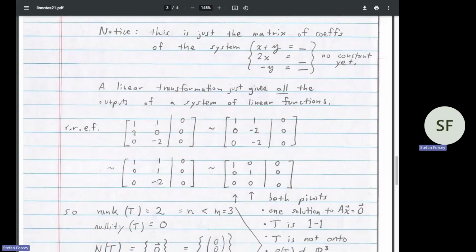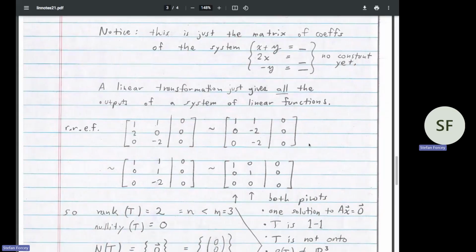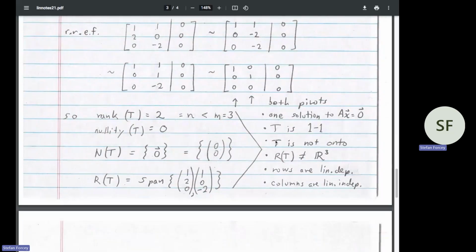So we see row reduced echelon form has both columns with a pivot, and it has an extra row of zeros. But there's no contradiction there since it's equal to 0. And since both columns have a pivot, there's only one solution to AX equal to 0, and that is the solution that X is equal to 0 and Y is equal to 0. So I write that as the null space of T is equal to the 0 vector, just one solution, which is (0, 0).